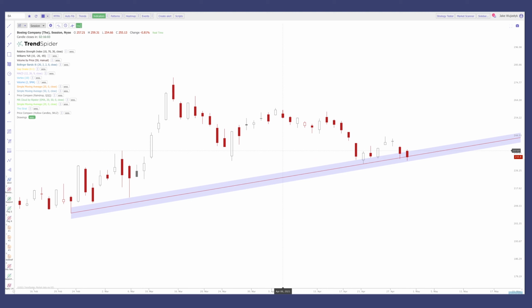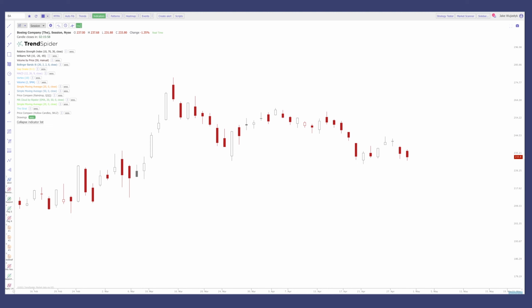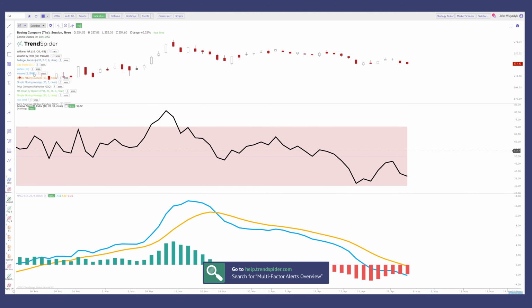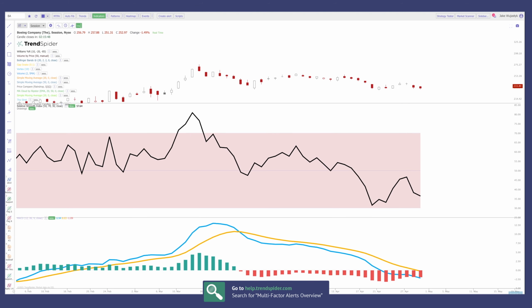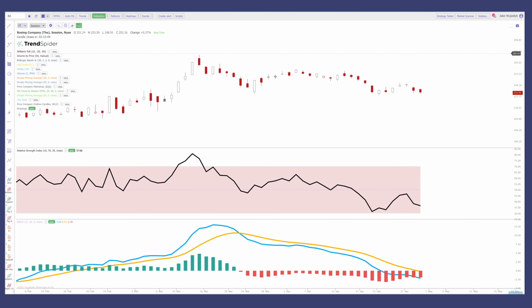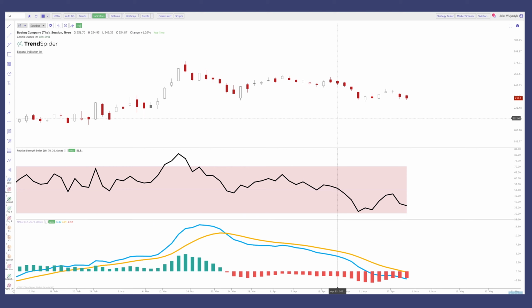Now the next one is multi-factor alerts. The way that you can get to multi-factor alerts is by simply going to create alert and going to multi-factor alert. Now before we do that, let's add a couple lower indicators, maybe the RSI and maybe the MACD here. And maybe your specific strategy is simply, I want to enter Boeing whenever the RSI crosses above this center line around 50 and when the MACD crosses to the upside. So this blue line crosses through this yellow line.